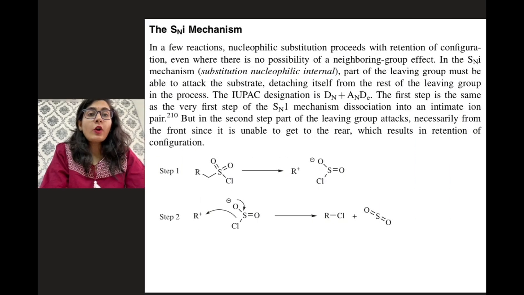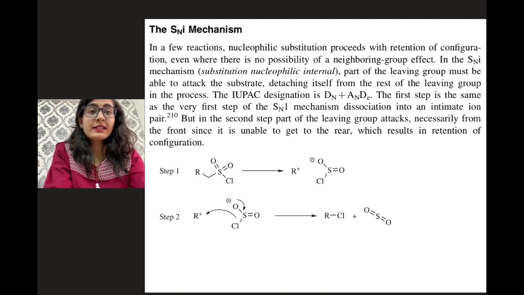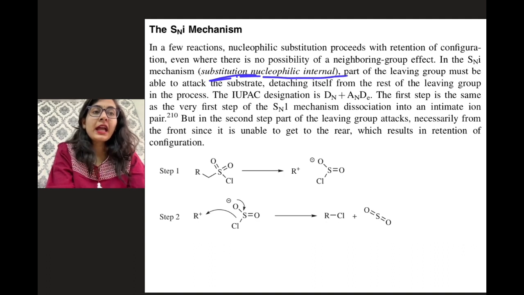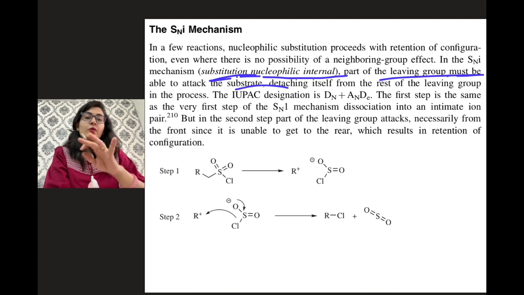So now we talk about the SNi mechanism. This has been talked about a lot of times, but only a few compounds show the SNi mechanism. As you can understand by the name, it is substitution nucleophilic internal, and part of the leaving group must be able to attack the substrate, detaching itself from the rest of the leaving group. So what do you understand?